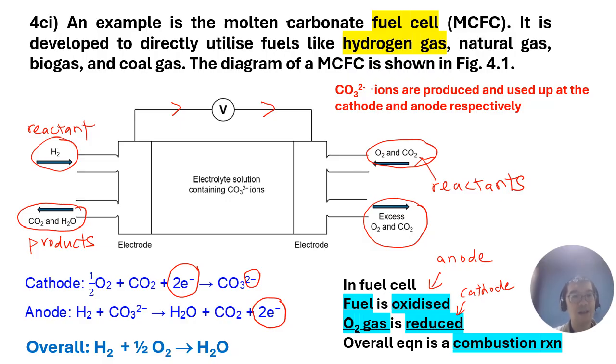That is from left to right through the external wires. Coming back to the overall equation, hydrogen gas is the fuel. If you are sharp, you cancel out the 2e- and the 2e-, and the CO3 2- and the CO3 2-. The overall equation will be the combustion reaction of hydrogen gas. And when hydrogen gas is combusted, it gives you water.